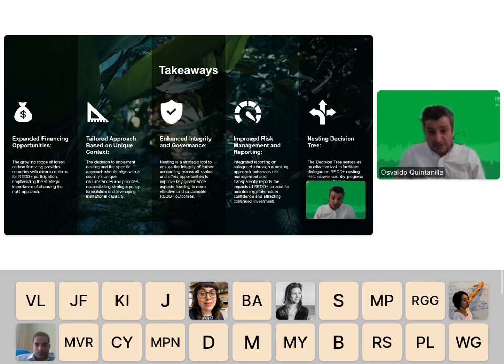Improved risk management and integrated reporting help build stakeholder confidence and attract ongoing investment. And finally, we think that this nesting decision tree is a valuable tool to guide dialogue, assess progress, and support informed decision-making as you develop your nesting strategy.